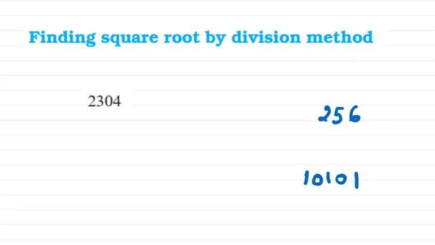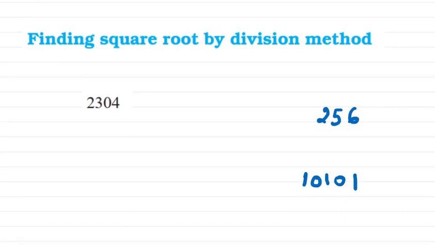Today I will discuss finding the square root by the division method. Previously you learned how to find the square root using the prime factorization method. Here we will see how to find the square root using the division method. This method is very important because it will come in your higher classes as well.